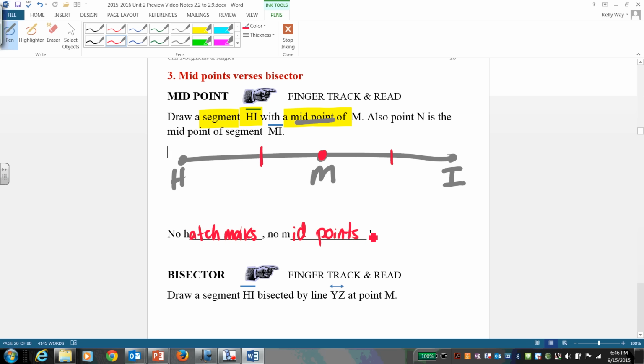Now it says point N is the exact middle of M to I. So here's M to I, a little bracket. So we're going to add point N here because N is the midpoint of M to I, and it's our second set. We have a second set of hatch marks. So the red hatch marks mean M is the middle of HI, and the blue hatch marks, the double ones, are the second set, N is the middle there.